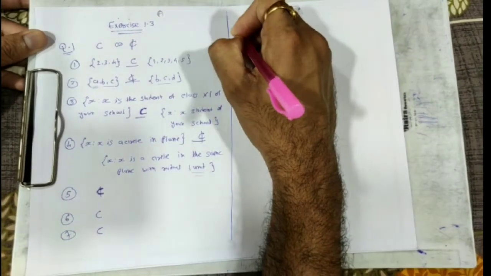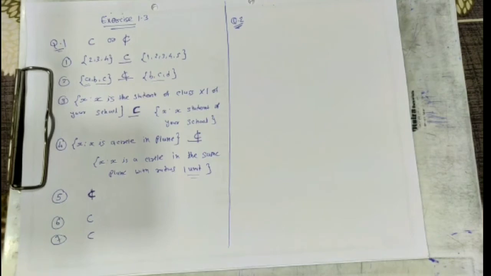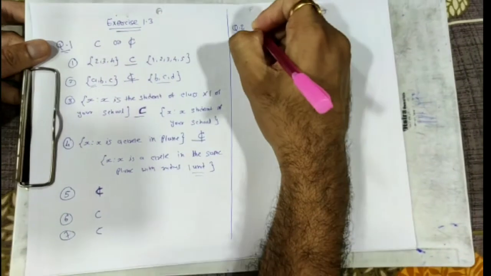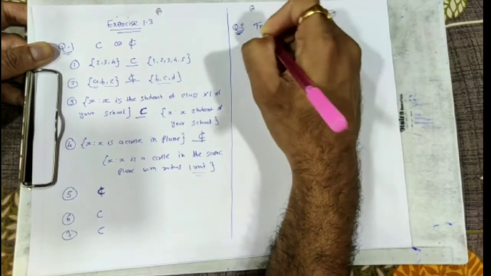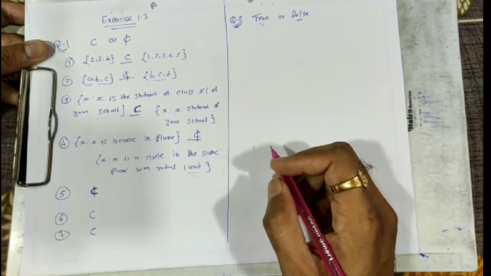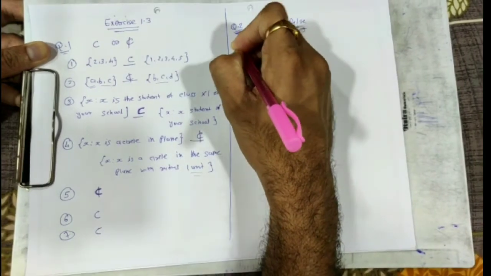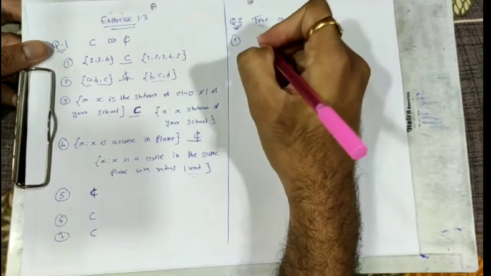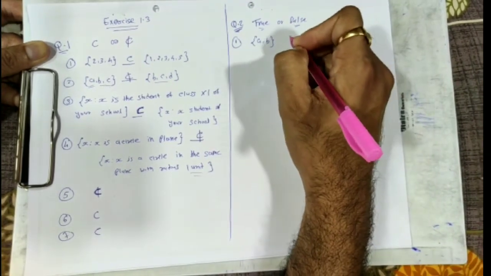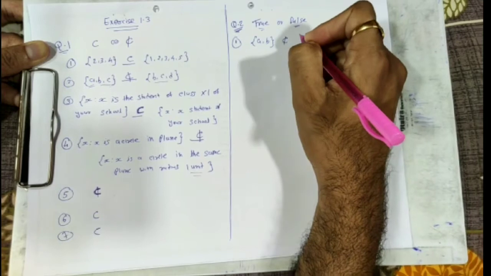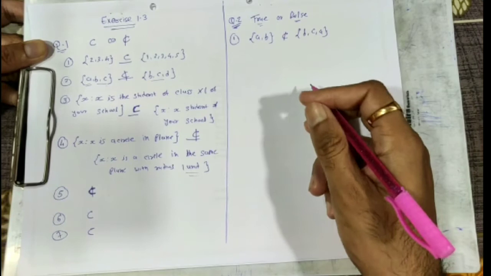Now question number 2. True and false. Examine whether the following statements are true or false. We have to check whether the given statements are true or false. First one. Set {A, B} is not a subset of set {B, C, A}. True or false?